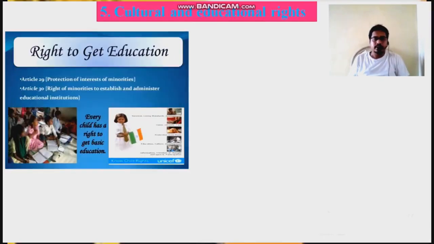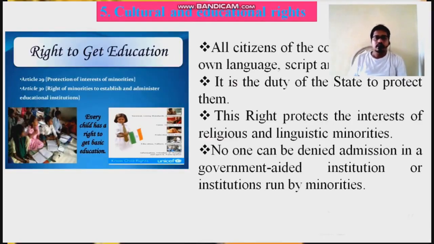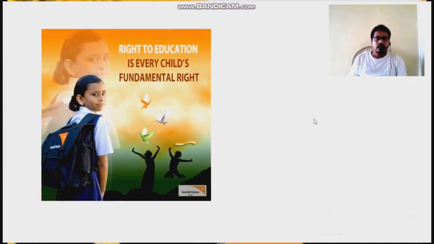Next right is cultural and educational rights. All citizens of the country have their own language, script and culture, isn't it? It is the duty of the state to protect them. This right protects the interests of religious and linguistic minorities. Minority means those who are fewer in number. Religious and linguistic, linguistic means language. Minorities like Muslims, Christians, Jains, Buddhists, Sikhs, etc. No one can be denied admission in government aided institutions or institutions run by the minorities.